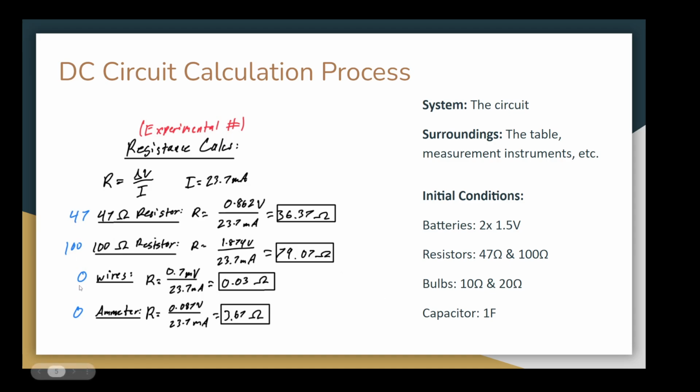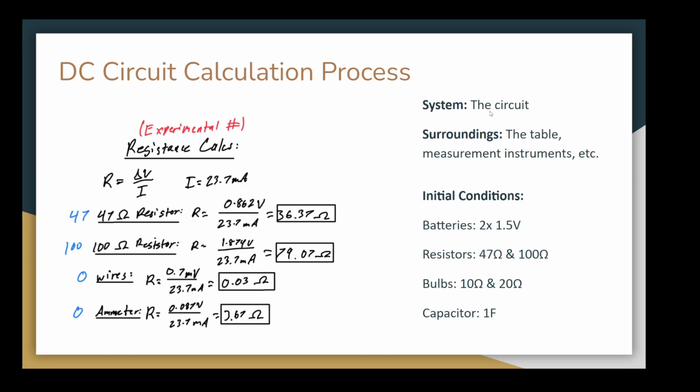Circuit calculation process. Over here on the left, in these blue numbers, are the ideal resistance values. To find the resistance, we divide the potential difference by the current, because usually V equals IR, but you can just solve for R. We experimentally measured the current to be 23.7 milliamps, and these voltages are all experimentally measured as well. In this case, these were not ideal. The wire is pretty close, as we'd hope, but the meter was really off, and these two values are also very off. The system is a circuit surrounding the table of measurement instruments.